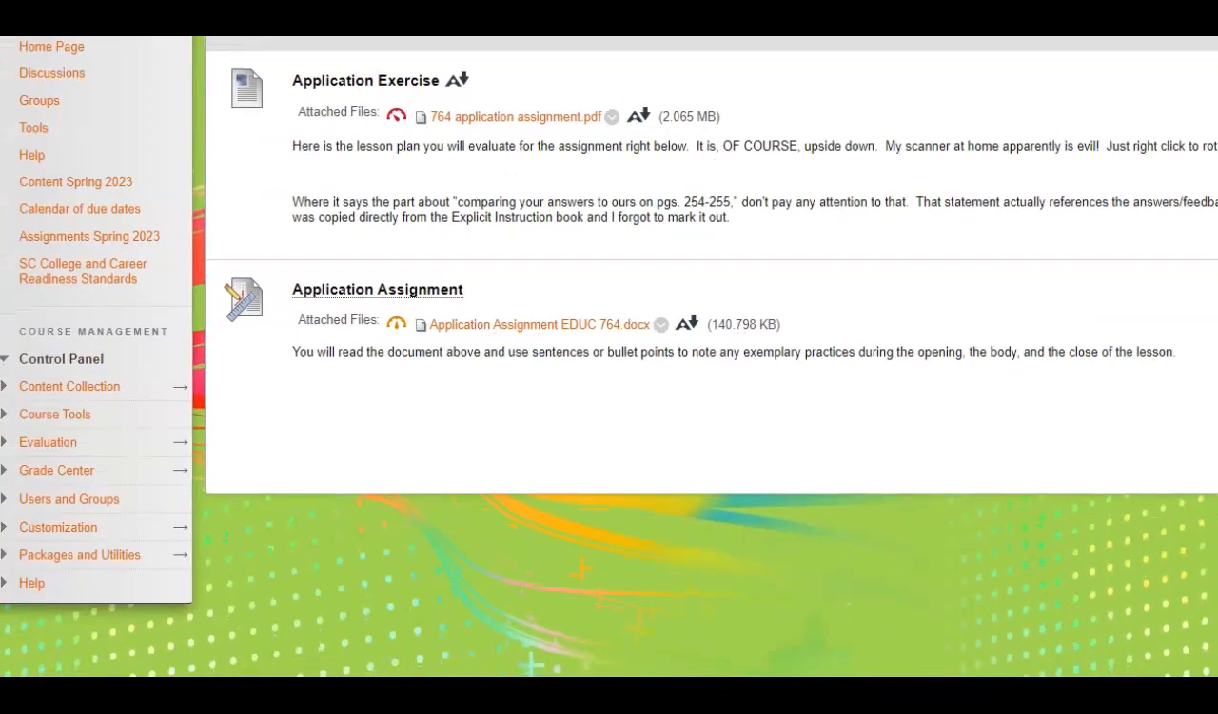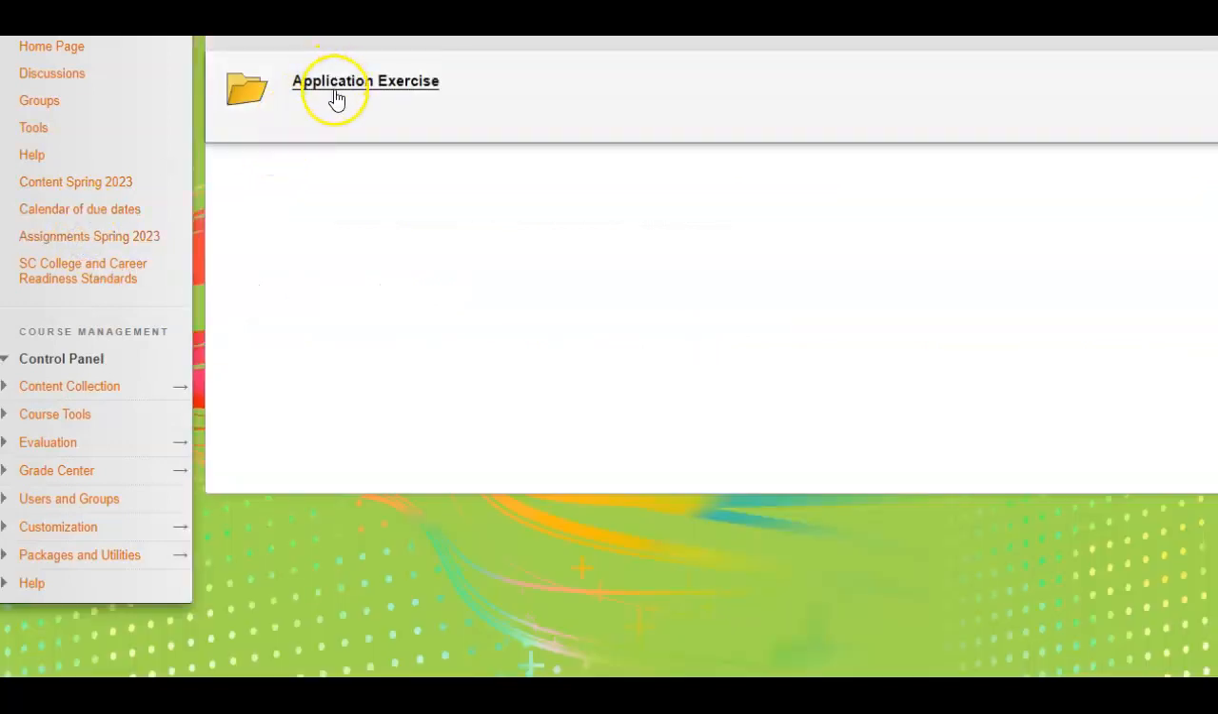Okay, so again, the syllabus is over here under the content, your calendar of due dates is here, and your assignments are here. As of now, again, this is the only assignment. It's pretty straightforward, but really take some time with the lesson and see why it is considered a model lesson. What happened in the opening of the lesson that was just amazing?